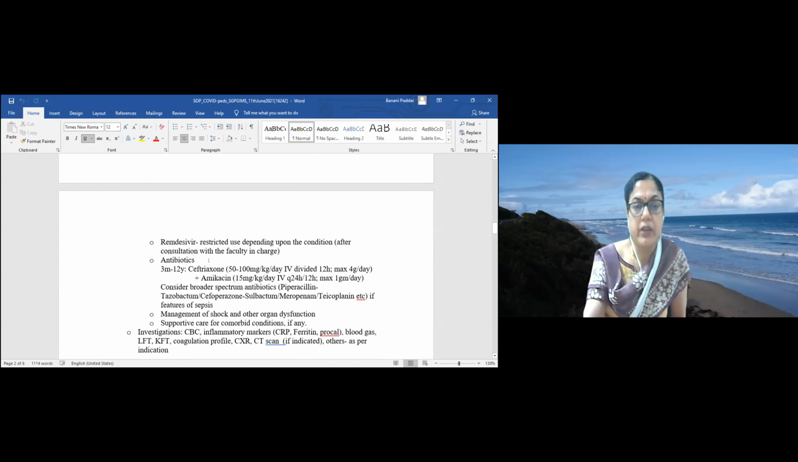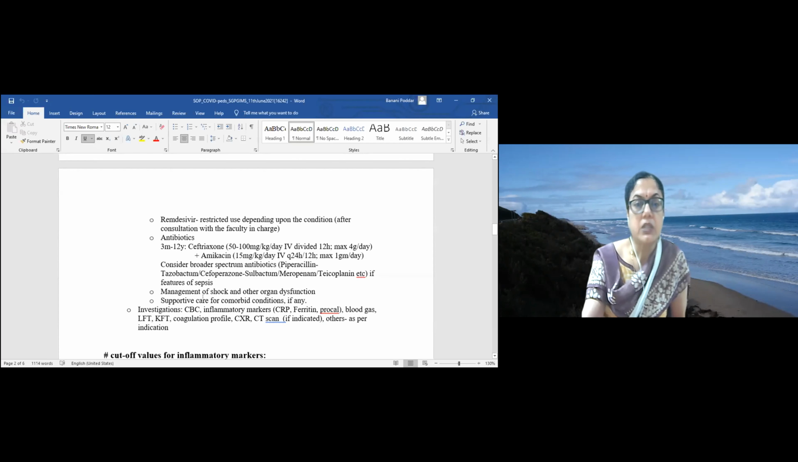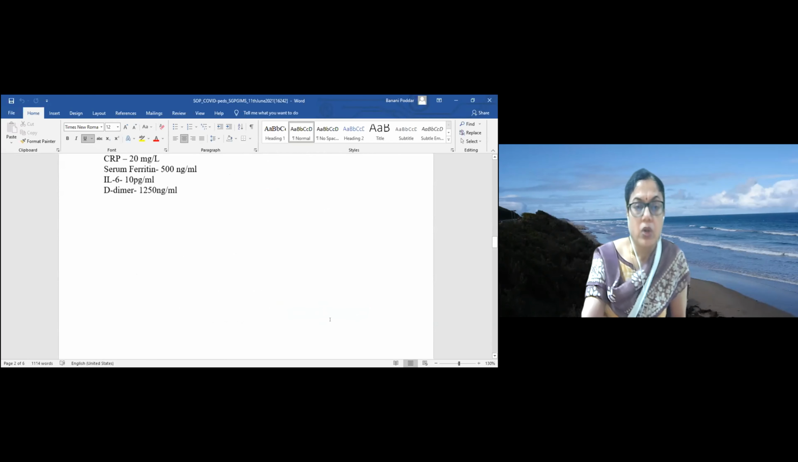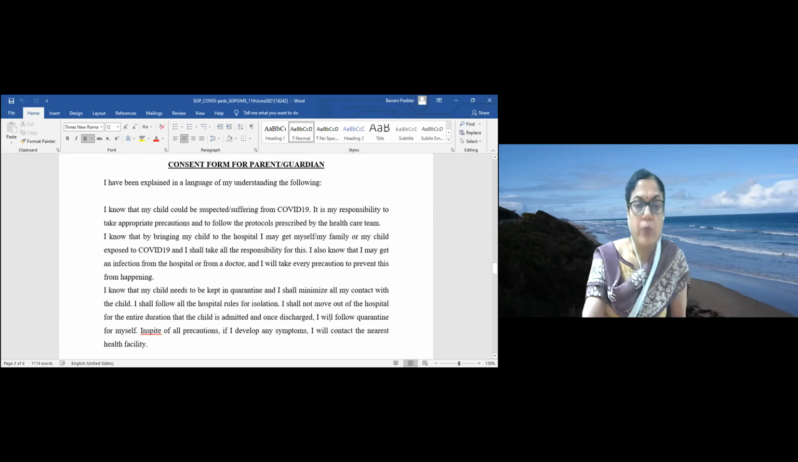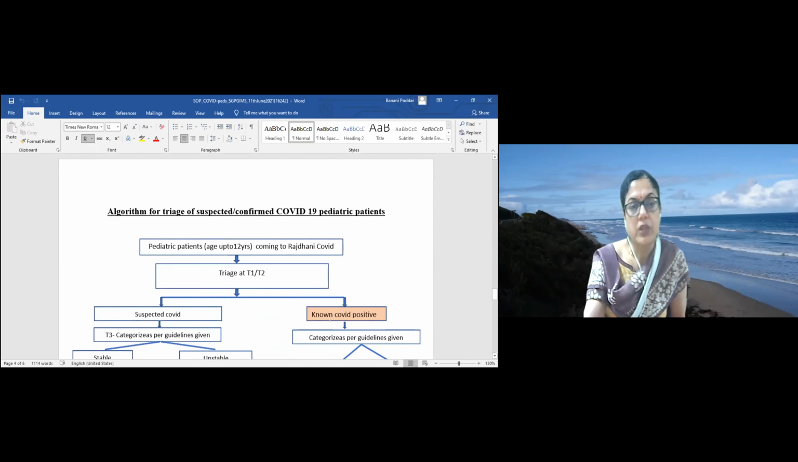Antibiotics, here we have again talked of ceftriaxone, amikacin, or maybe piperacillin-tazobactam, cefoperazone-sulbactam, whatever the consultant on duty feels, but only and only if there is a strong suspicion of bacterial sepsis. If there is shock or other organ dysfunction, this patient will have to be managed appropriately. Supportive care of comorbid conditions, and again the same kind of investigations. So that is about all our protocol says, and this is the algorithm.